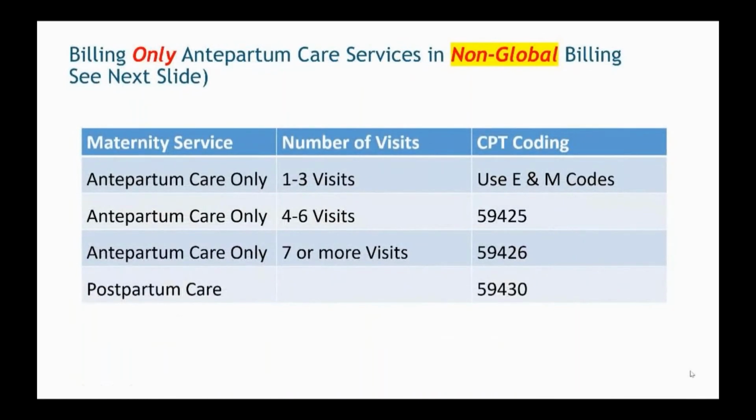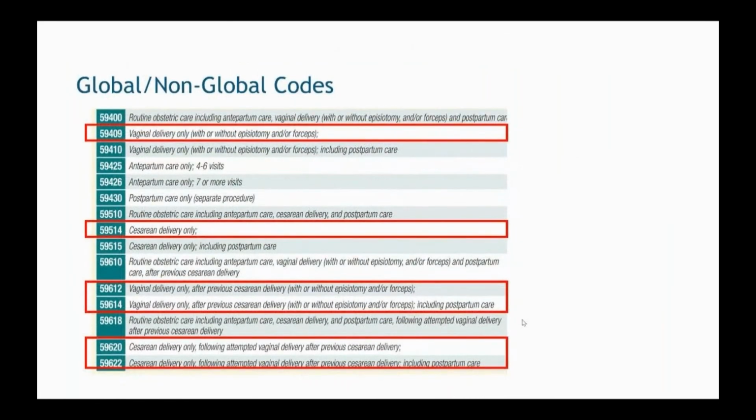Okay. Here's just another table for your benefit. Antepartum care only: 1 to 3 visits, 4 to 6, 7 or more, and then you've got the different CPT codes. This is when you're not billing the global code. Okie dokie. And here is your table again.